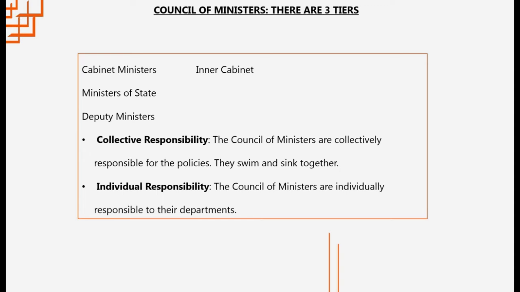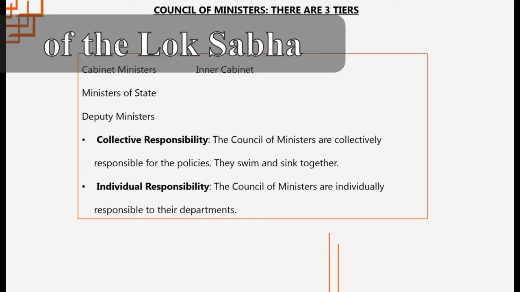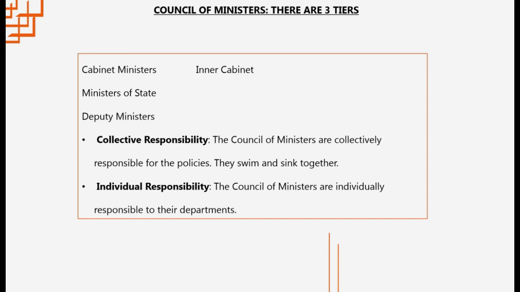But in 2003, subclause 1A was inserted to Article 75, which provides that the total number of ministers, including the Prime Minister, should not exceed 15% of the total number of members of Lok Sabha. The Constitution does not classify the Council into different ranks. There are 3 tiers or ranks in the Council. They are as follows. Cabinet Ministers.